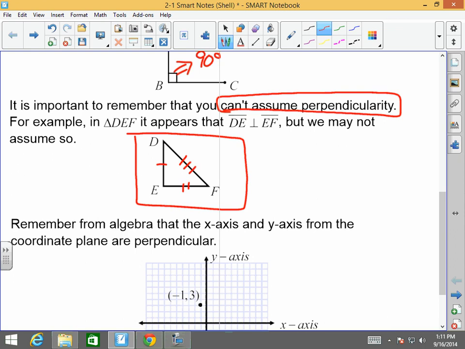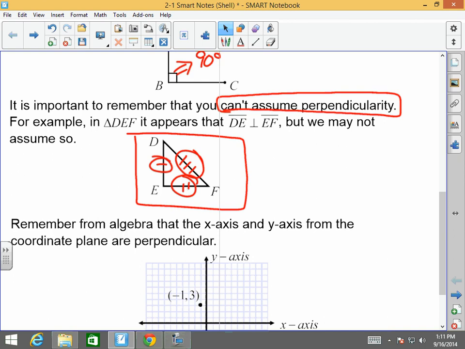I cannot prove that they're all the same measure. So at this point, the only thing I know is that there's three sides. And I didn't say that they were or were not. All I can recognize, I said, is that DE is a segment, EF is a segment, and DF is a segment that makes up this triangle. Okay? Thank you, son. Great question.